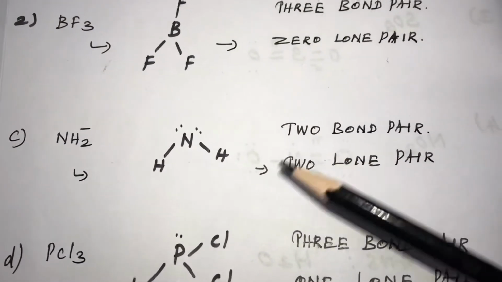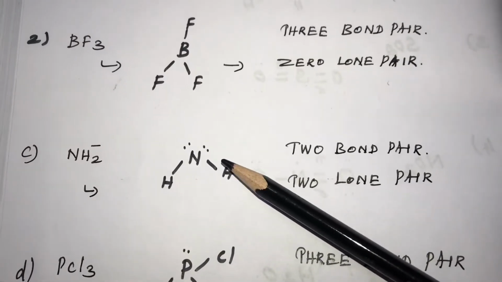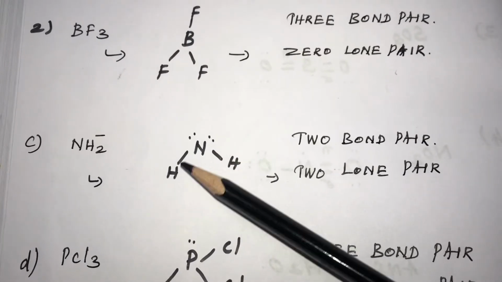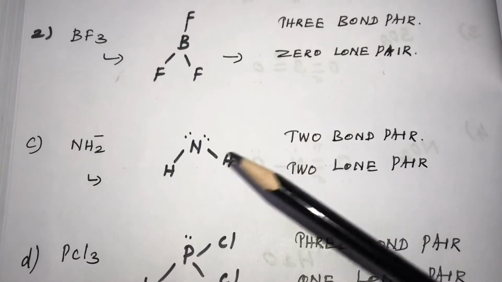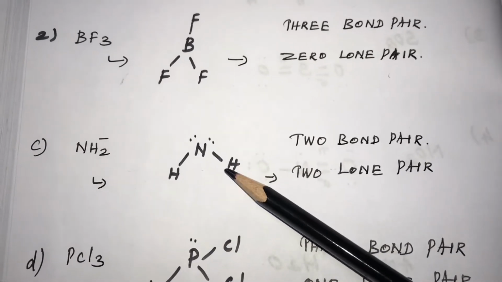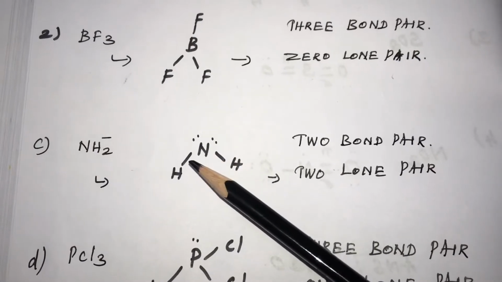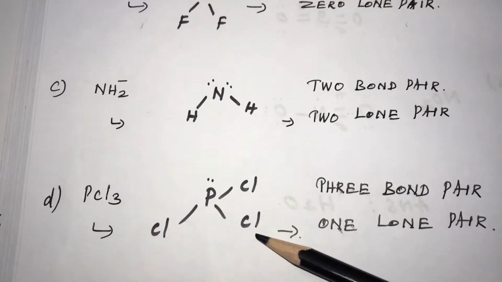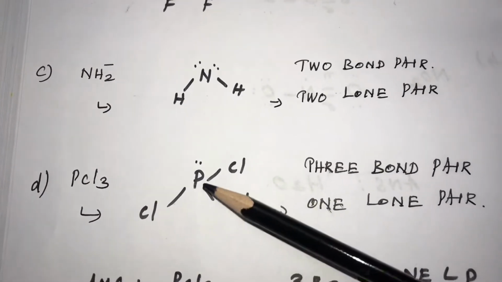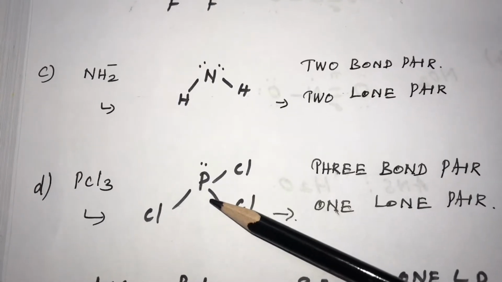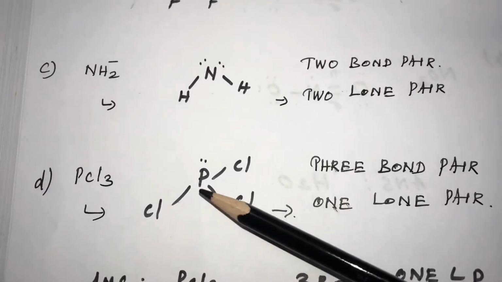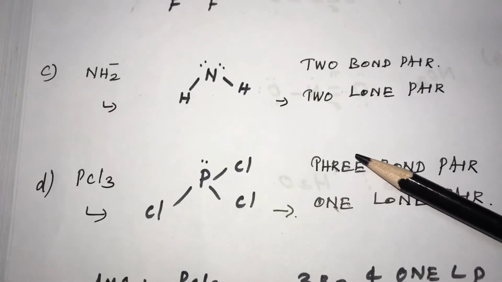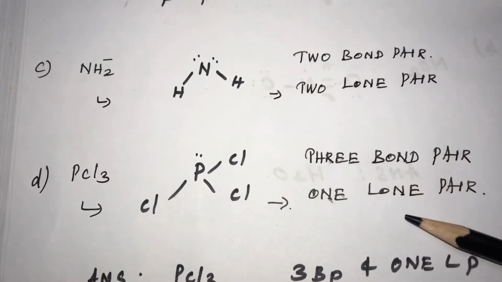The next structure is NH2 minus. Here it undergoes sp3 hybridization, with 2 bond pairs and 2 lone pairs of electrons. And the next one is PCl3. This is the structure of PCl3, which undergoes sp3 hybridization. Here in this structure there are 3 bond pairs of electrons and 1 lone pair. So, for PCl3 it is 3 bond pairs and 1 lone pair.